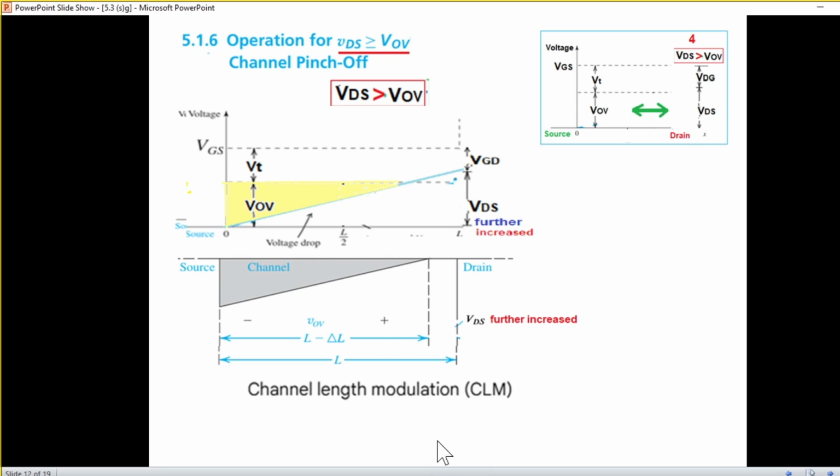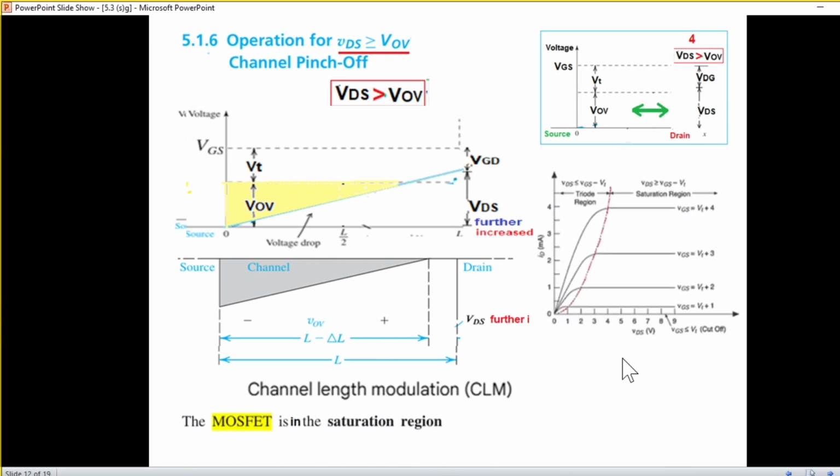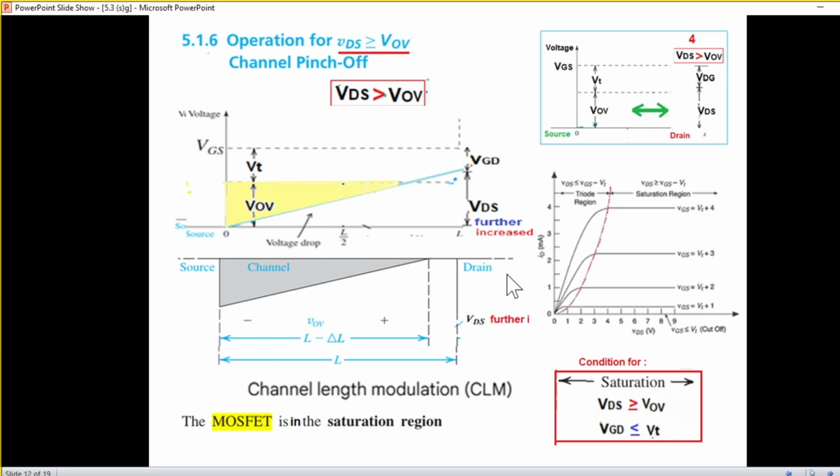And what about the region? We are still in the saturation region, because now VDS is somewhere here, much greater than VOV. So the MOSFET is in saturation region. So what is the condition now for saturation? That VDS has to be greater than or equal to VOV, or VGD has to be less than or equal to VT. So this is the condition for the saturation.